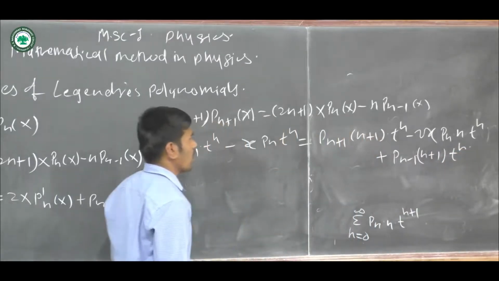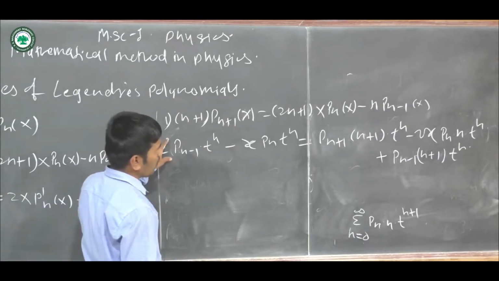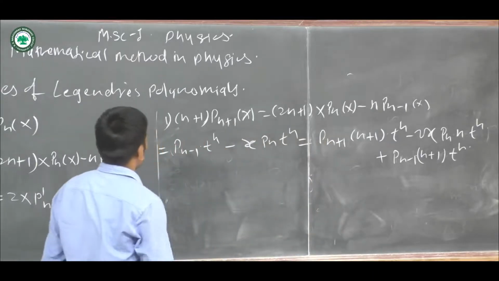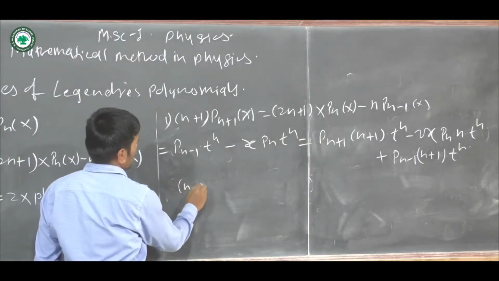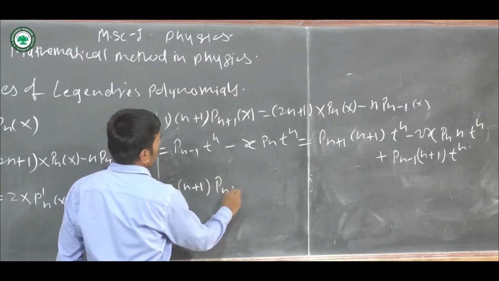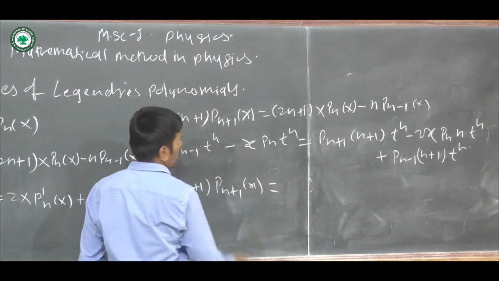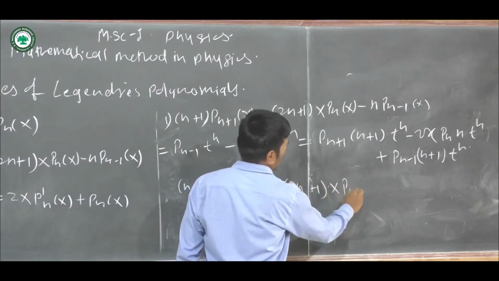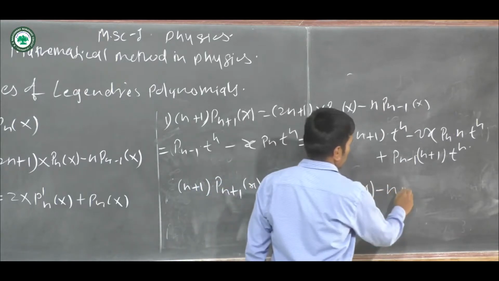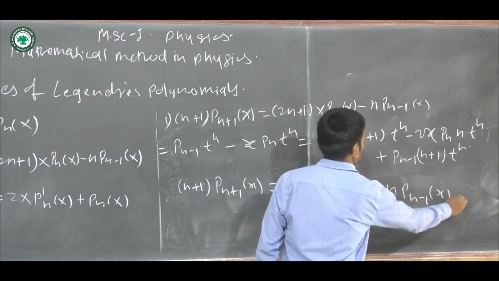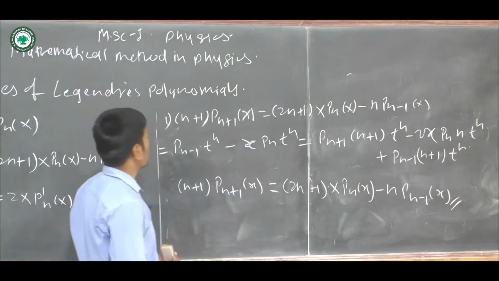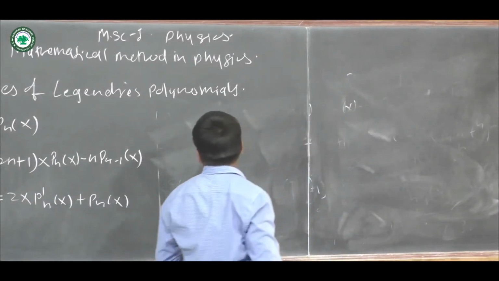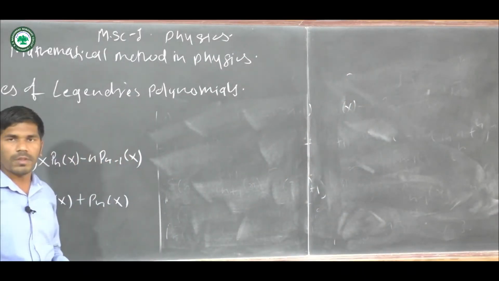Now if I equate the coefficients of t^n, we get this relation: (n+1) P_{n+1}(x) is equal to (2n+1) x P_n(x) minus n P_{n−1}(x). So this is the second property of the Legendre polynomials. Okay, we stop here, we will discuss in the next lecture.